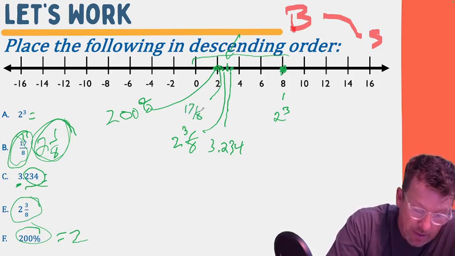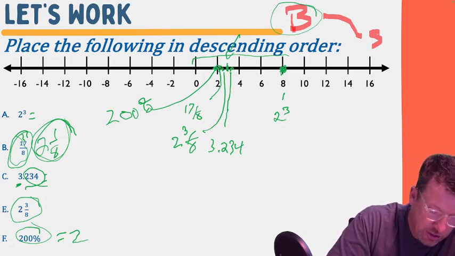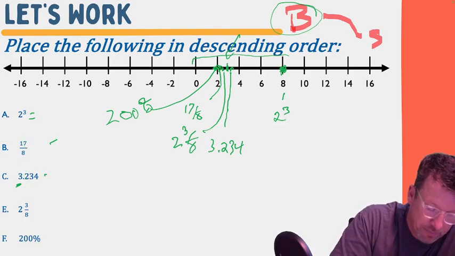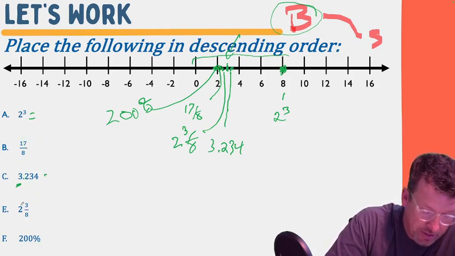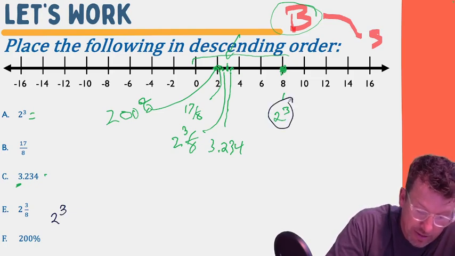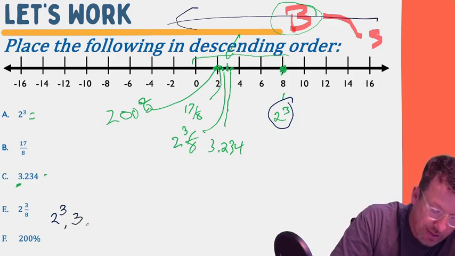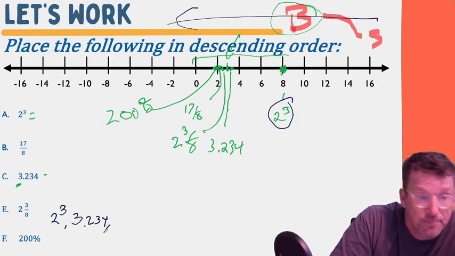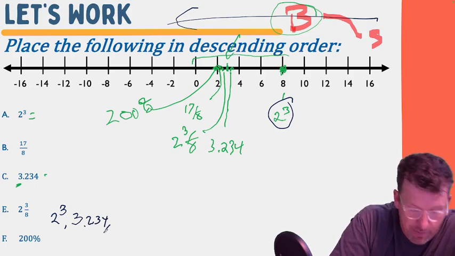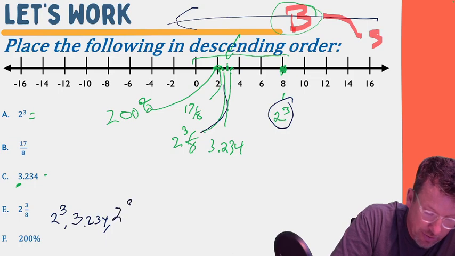Okay. Now we want to start with the big. So let me erase all this nonsense jargon over here, so I can put these in descending order. What's the biggest number you see? Well, the biggest number you see is 2 to the 3rd, because it's over here on this side of the number line. And then we're just going to go downhill. All right, so the next is 3.234. Okay, and after that, if I look at my number line, the next one down was this guy, which is 2 and 3/8.